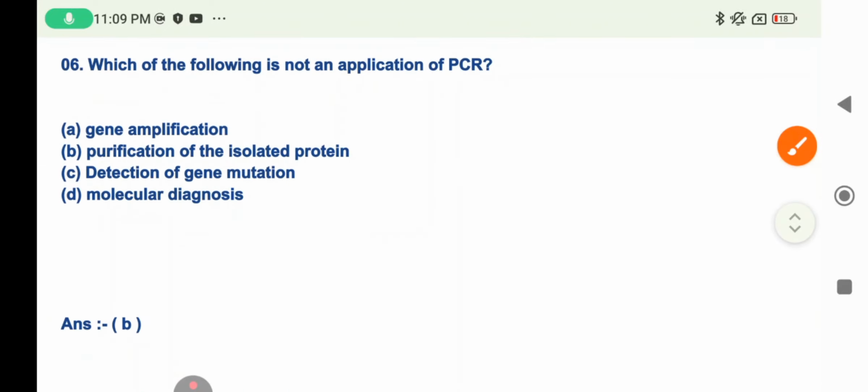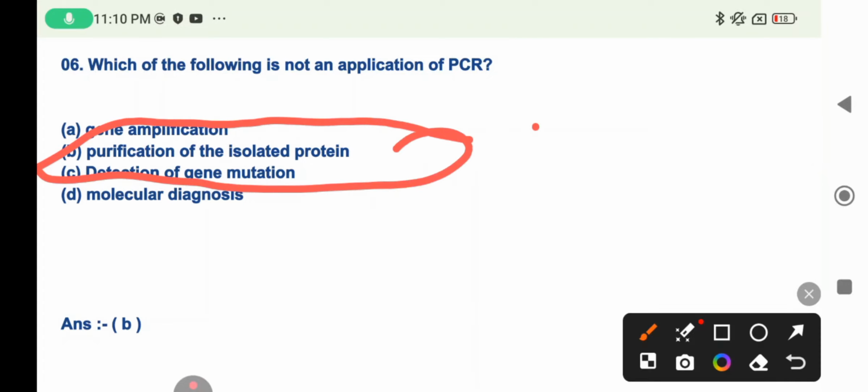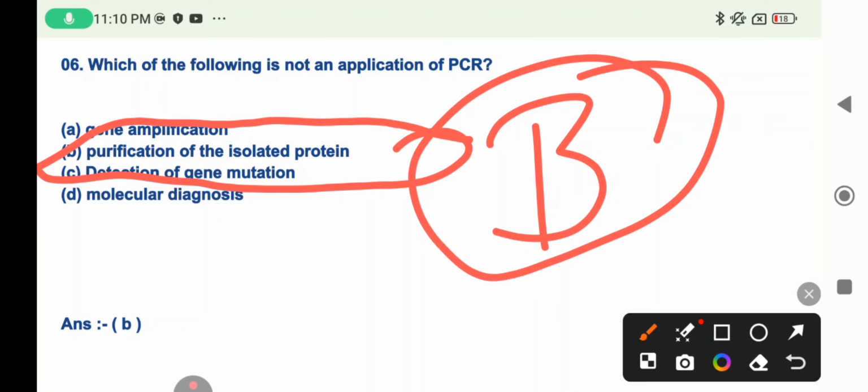Now move on question number 6. Which of the following is not an application of PCR? And here the options: option A gene amplification, option B purification of the isolated protein, option C detection of gene mutation and option D molecular diagnosis. And the correct answer is option B purification of isolated protein.